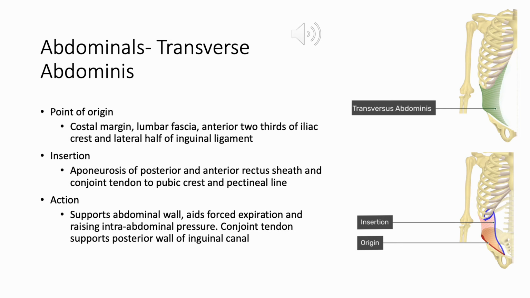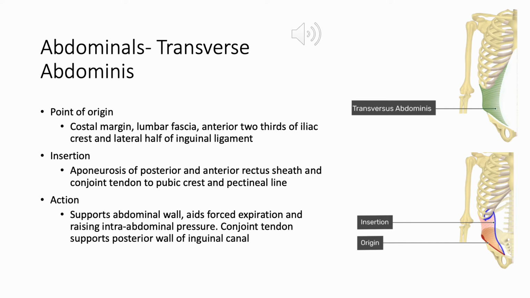The transverse abdominis is located in the abdomen immediately inside of the internal oblique muscle. It is the innermost muscle of the abdomen and it arises from the inguinal ligament, iliac crest, and the inner surfaces of the lower 6 ribs from the thoracolumbar fascia. The point of insertion is aponeurosis of the posterior and anterior rectus sheath and a conjoint tendon to the pubic crest and the pectineal line.